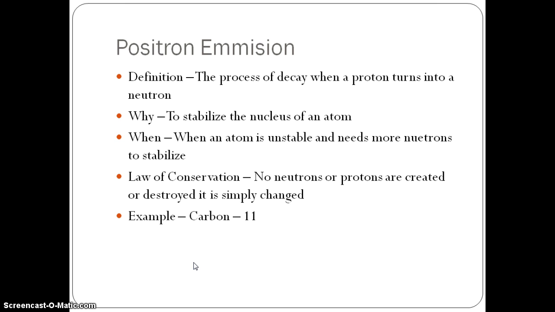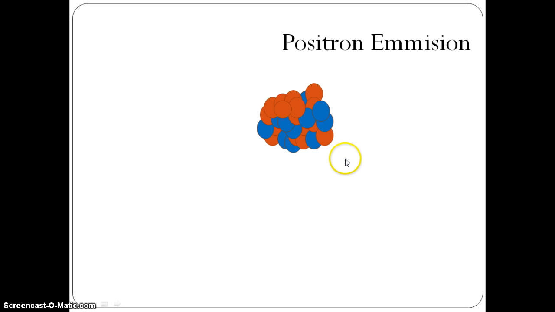The proton just turns into a neutron. Now an example of this would be carbon-11, because it needs more neutrons and less protons. Again, let's say that this atom right here is carbon-11. Now, a proton will come forward this time, right here, and it will turn into a neutron.